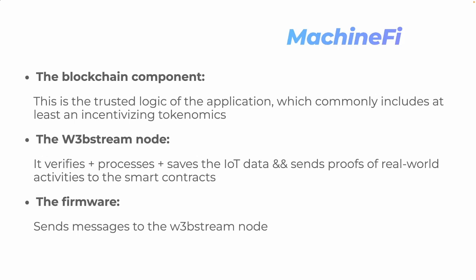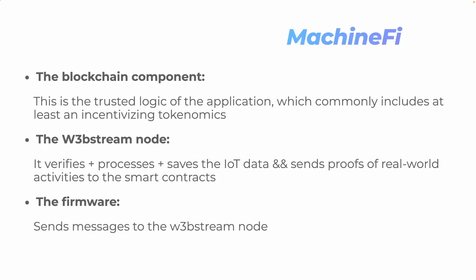And so that's why you need another layer, another network whose goal is to connect machine data with blockchain applications and solve these problems of preserving privacy, storing the data, implementing complex IoT logic, authorizing devices, verifying data, and all these things. So this is what WebStream is.